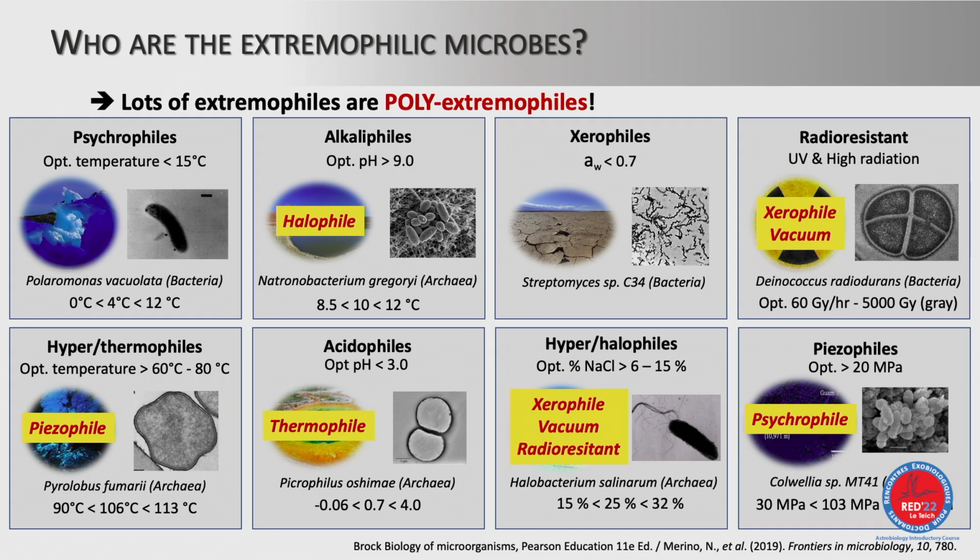So some hyperthermophiles can be piezophiles when they are isolated from deep sea vents, and some piezophiles are psychrophiles when they are isolated from really deep and cold sea. Some acidophiles are thermophiles, and some halophiles are also xerophiles, can resist vacuum and also high radiation. So you see that those microbes developed a lot of strategies to cope with different stress conditions, and they can grow in various extreme conditions.